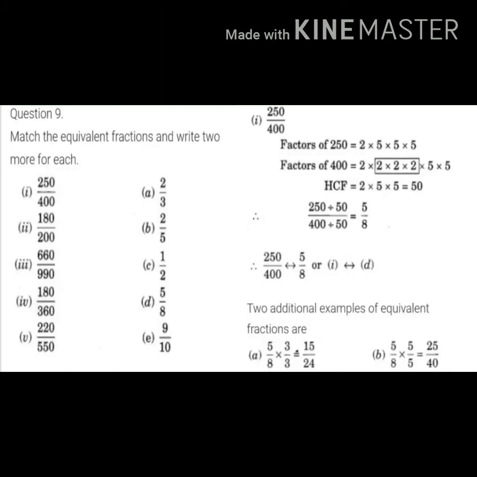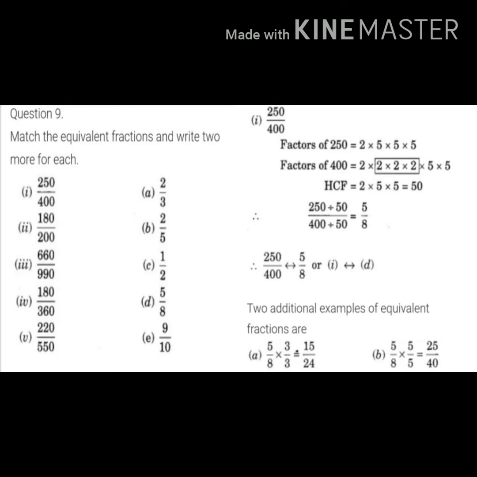Let's understand question number 9. Match the equivalent fractions and write 2 more for each. In this question, we have to match these 2 columns and write 2 more equivalent fractions. First part, 250 divided by 400. It is not in simplest form. So firstly, we will convert it into simplest form.